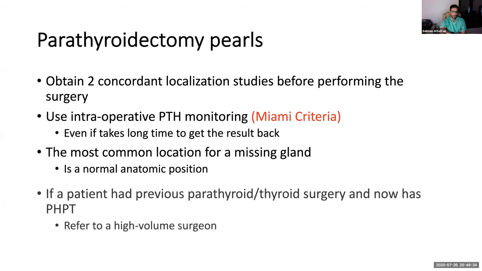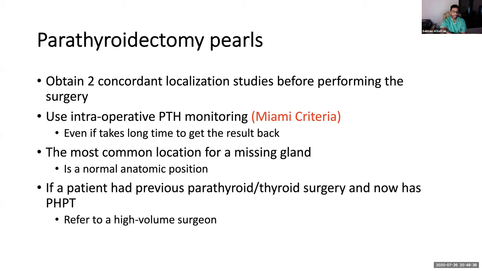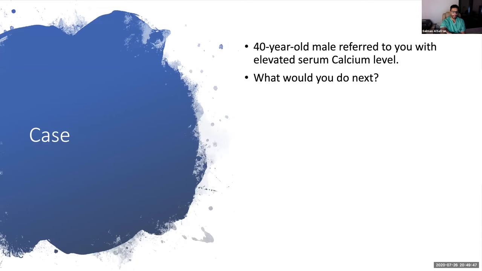And then if the patient had a previous surgery, parathyroid or thyroid surgery, and now has primary hyperparathyroidism, you should not be doing the surgery if you are not a high volume surgeon. Okay, just to put everything into perspective, we're going to have a case and go through it. I'm not going to ask questions, I'm just going to go through it. So, to put everything together.